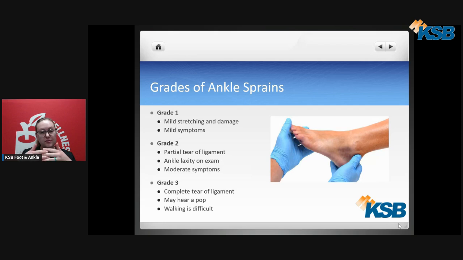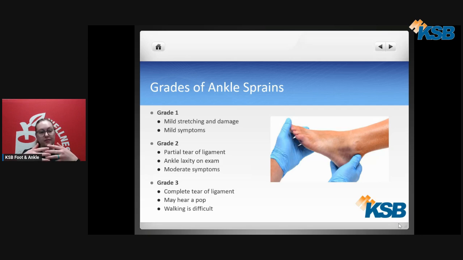Grade two, instead of just being stretching, there can be mild tears of the ligament. We will see some laxity on exam, meaning when we stress your ankle ligaments or when we stress your ankle, it might be a little bit more mobile than normal. These are a little bit more painful than grade one.